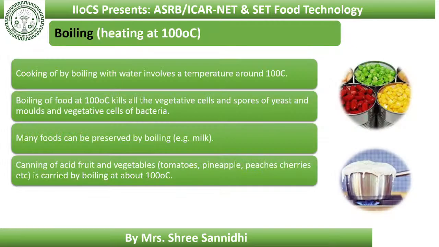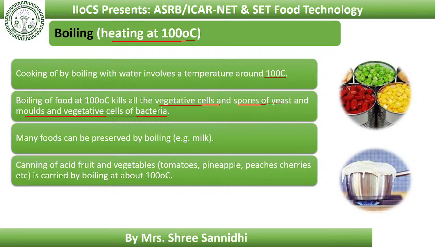Let us see about boiling. Boiling is nothing but heating at the boiling temperature of water, that is around 100 degrees Celsius. Cooking of food by boiling with water involves a temperature around 100 degrees Celsius. Boiling of food at 100 degrees Celsius kills all the vegetative cells and spores of yeast and molds and vegetative cells of bacteria. Many foods can be preserved by boiling.